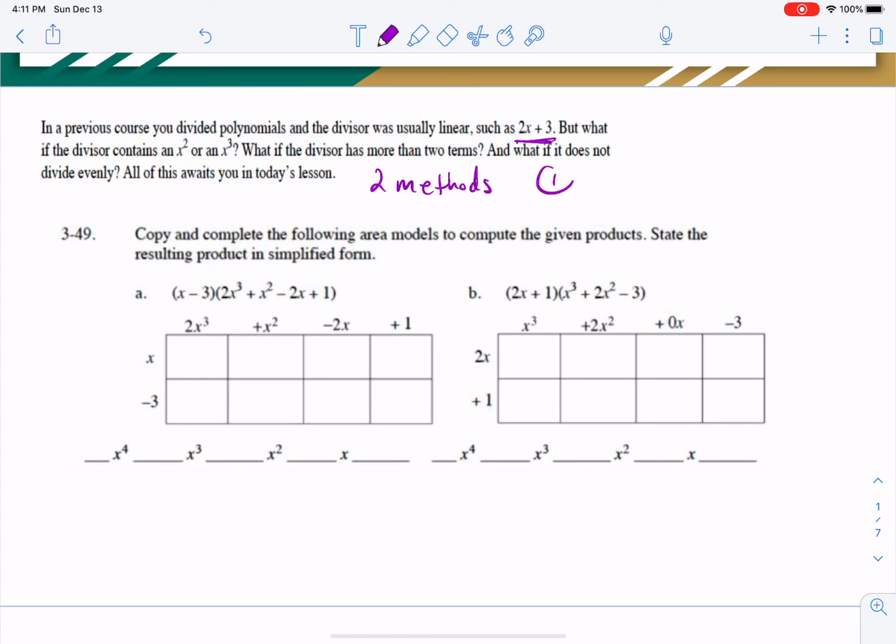The first method that we're going to talk about is an area model. And the second method that we're going to talk about today is using long division.